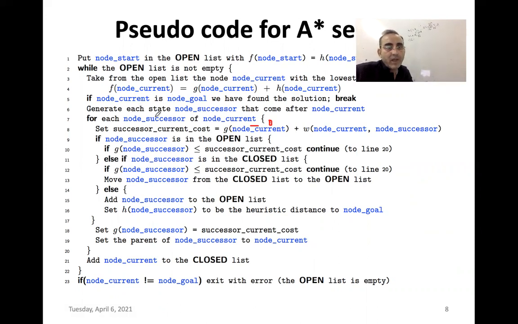Okay, and then this successor, this Timisoara, is it in the open list? No, it is not in the open list. Is it in the closed list? No, it is not in the closed list. Then here on the else portion, add this successor to the open list.